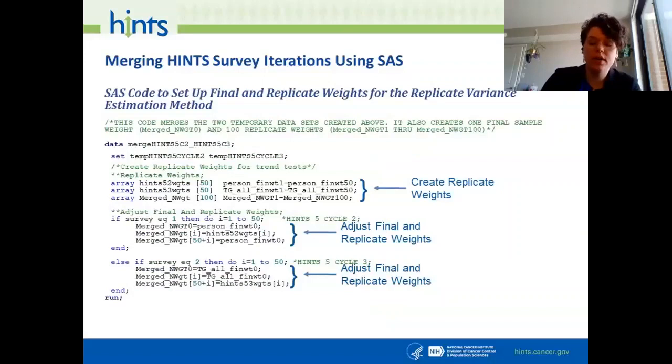I do want to point out that some people have been combining 3 or 4 different HINTS iterations to look at trends across time. And so what you will need to make sure that you do is have separate if and else if statements for each additional HINTS cycle that you analyze.